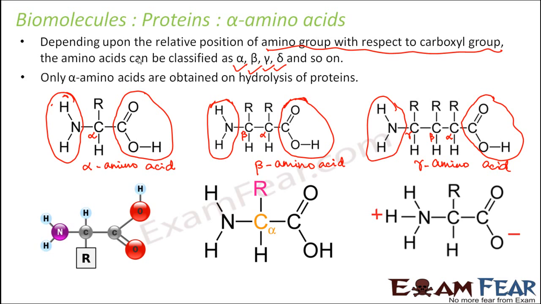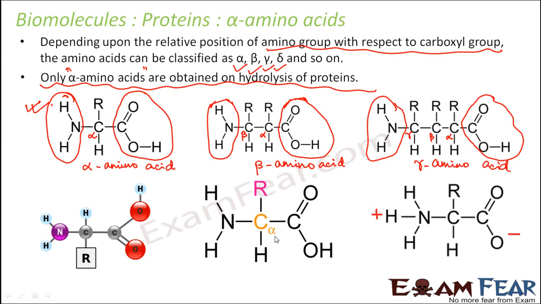Only alpha amino acids are obtained on hydrolysis of proteins. This is one very important point to be noted here. Whenever we talk about hydrolysis of proteins, we say that proteins are complex structures, so on hydrolysis the monomers will be formed, that is, those compounds of which it is made up. Please note that only alpha amino acids are formed. No beta amino acid, no gamma, no delta, nothing. Only amino acids of this type will be formed on hydrolysis of proteins. You still remember hydrolysis, right? Because we have already explained that. You will add water to break proteins into their constituent amino acids.